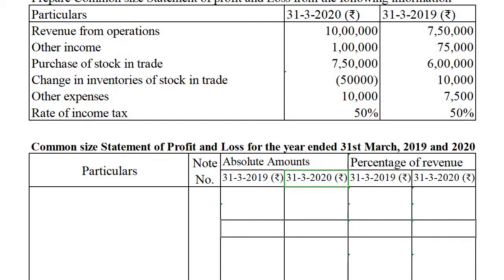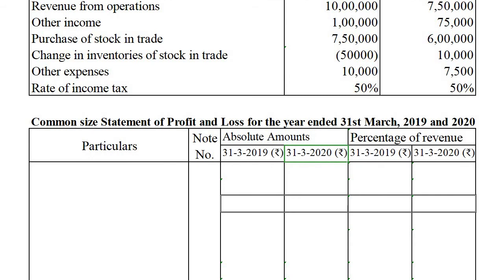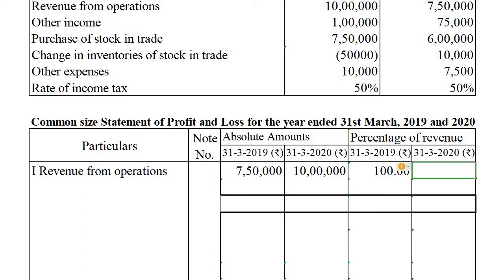Now let us write the first item. First item is revenue from operation. The revenue from operation for the previous year is 7,50,000 and for the current year it is 10 lakh. That will always be assumed as 100. So revenue from operation is assumed as 100 and all other items will be compared with that revenue from operation. Next item, other income.